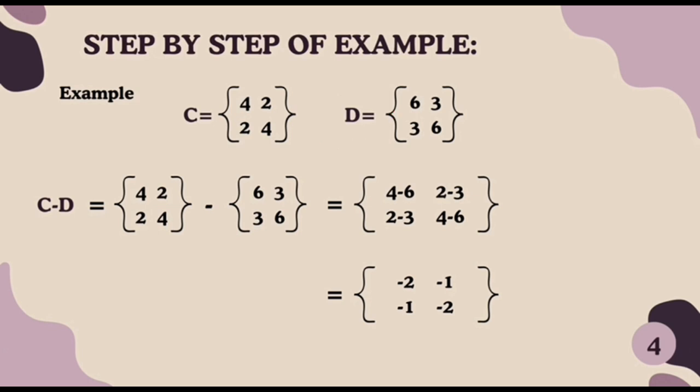To solve a subtraction, first we need to check if the matrices are of the same order. Matrix C is a 2 by 2 and matrix D is also a 2 by 2. And since they are the same order, subtraction is possible. Subtract each element in matrix D from the corresponding element in matrix C. Matrices C minus D becomes 4 minus 6, 2 minus 3, 2 minus 3, 4 minus 6, and simplify each element.